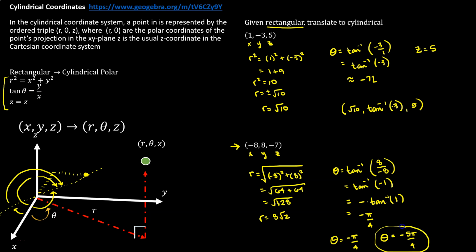However, only one of these works to take us to the same location as the point that we started with. So we would ignore one of the good tangent solutions and only pick the one that's relevant to our point. And then lastly, z is z. So in rectangular, the point was -8, +8, -7. But in cylindrical, it looks like 8√2, -5pi/4, and then -7 for z just gets copied over.